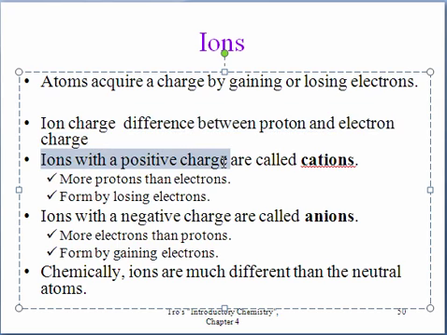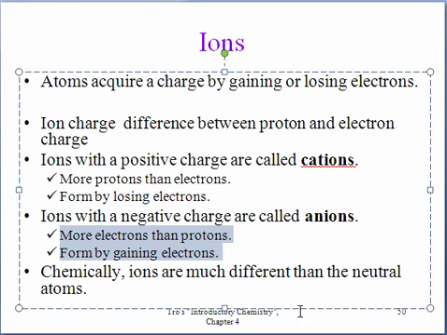Ions that have a positive charge are known as cations. And what this means is there are more protons than electrons, and they occur when an atom loses electrons, such as metal atoms. Ions that have a negative charge are called anions. That means they have more electrons than protons, and this happens when an atom gains electrons, like nonmetals.